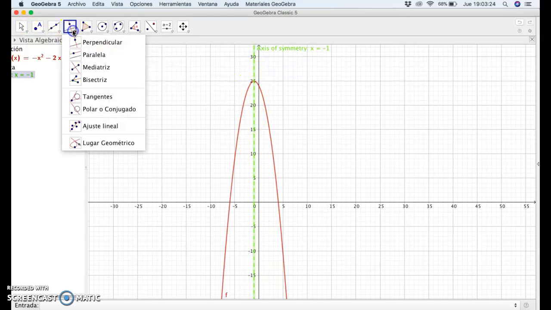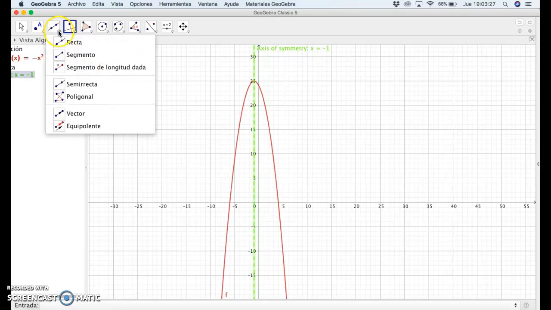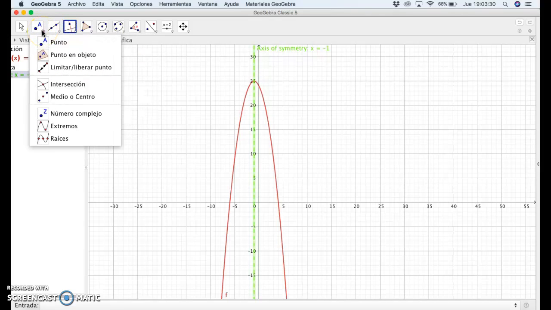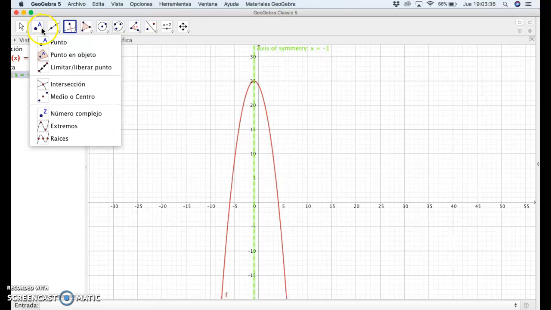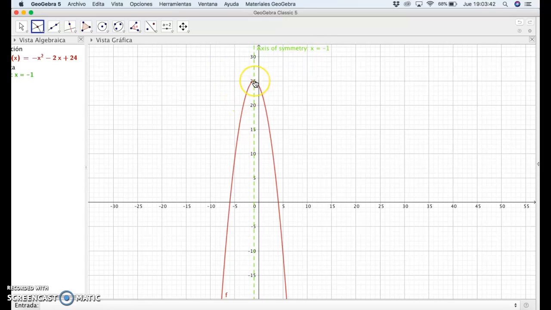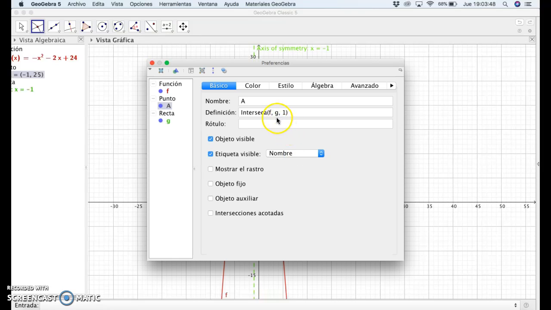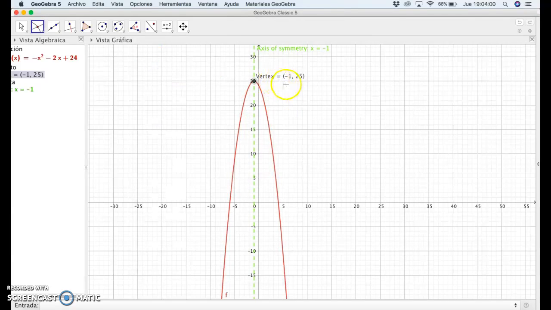Now what we're going to do is mark the vertex. The vertex is here, the maximum point. So we click where the lines intersect, and here where they cross, we're going to put the name vertex, and we have our coordinates. Vertex equals minus 1 and 25. It is this point.